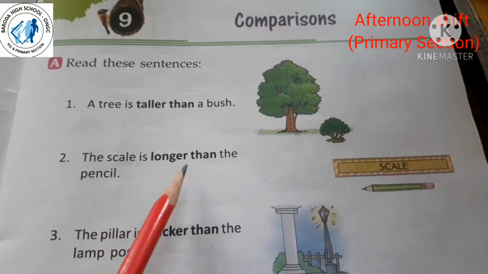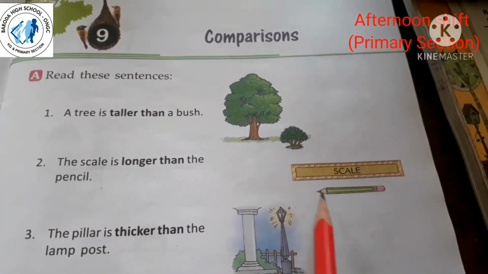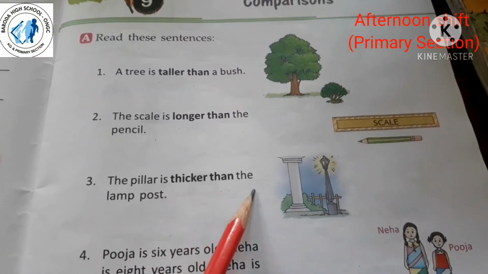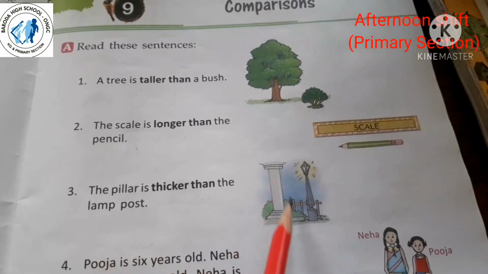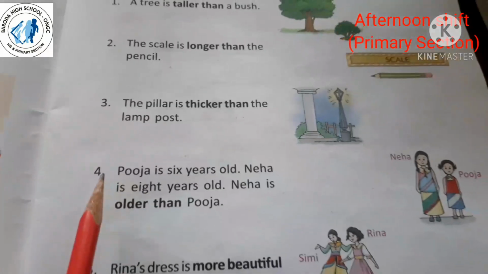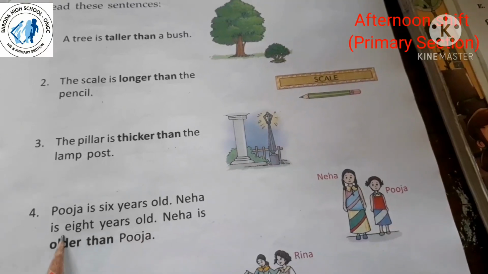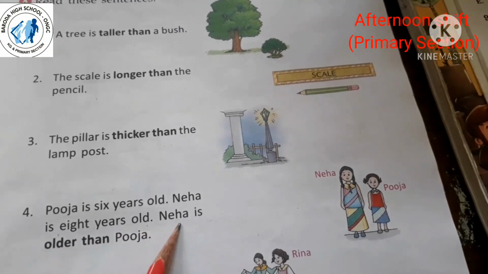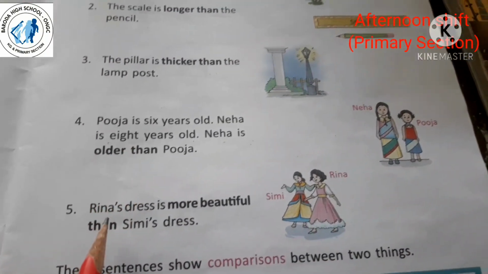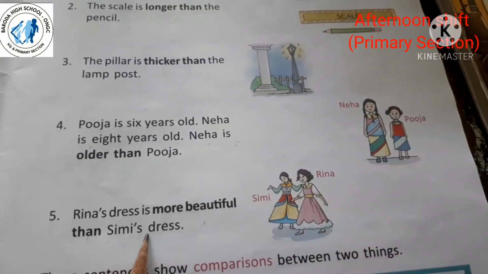The scale is longer than the pencil. The pillar is thicker than the lamppost. Fourth, Pooja is 6 years old. Neha is 8 years old. Neha is older than Pooja. Rina's dress is more beautiful than Simi's dress.